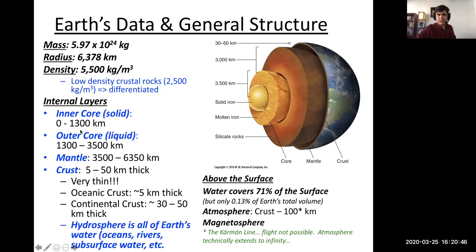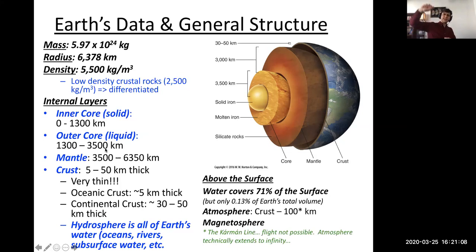Then there's a transition, and since there's a transition, we define the outer core. What is the transition? It goes from solid, and now we have a liquid metal, mostly liquid iron, molten iron, and it extends from 1,300 to 3,500 kilometers. Notice that makes a pretty big core, all the way from 0 to 3,500 kilometers.